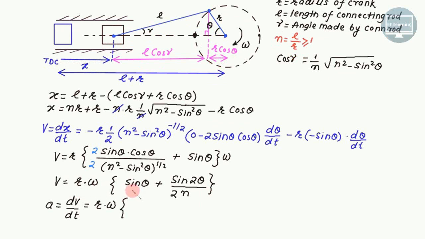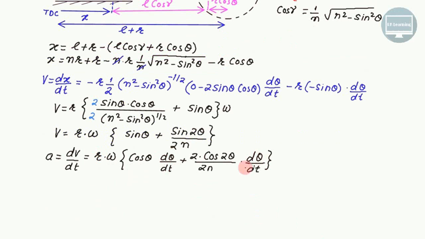R into omega, what is the derivative of sine theta? Is cos theta. And for this theta, again will come 1 d theta by dt. So this one is d theta by dt, plus, what is the derivative of sine 2 theta? 2 into cos of 2 theta, divided by 2n, and further multiplied by d theta by dt. Is this fine? Now this d theta by dt and this d theta by dt, is it again omega? So this omega and this omega, so the acceleration is given by r into omega square.